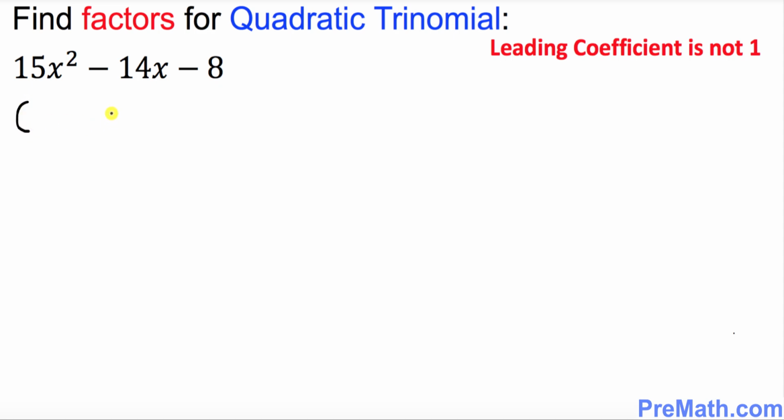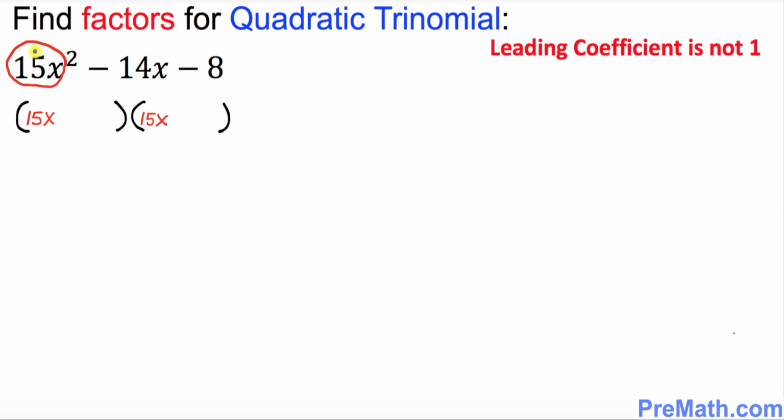I want you to just put down two parentheses right up here. The next thing I want you to look at is this part only, 15x squared. Just disregard this exponent. So I'm going to put down 15x in the first parentheses and 15x in the second parentheses.